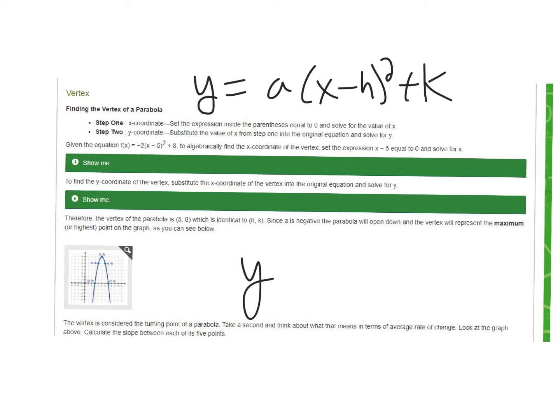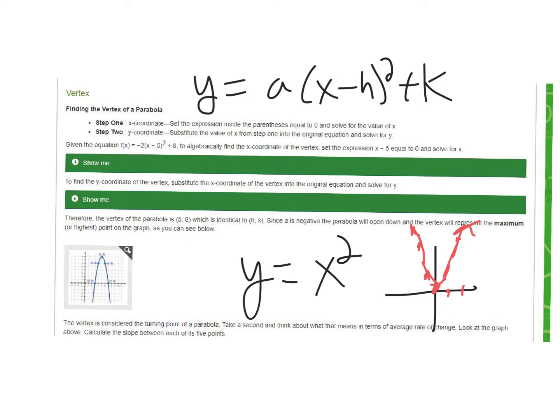Now, if you think back, the parent function for a parabola or a quadratic equation is y equals x squared. That has a vertex at (0, 0). And then if x equals 1, y equals 1. If x equals negative 1, y equals 1. If x equals 2, y equals 4. If x equals negative 2, y equals 4. And that's just making a table of values, right?